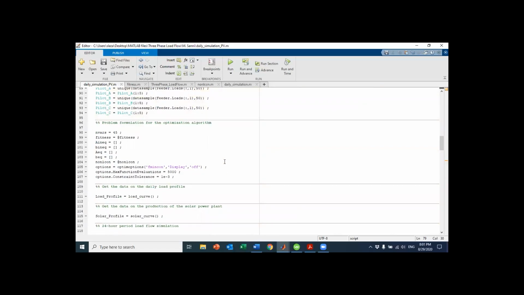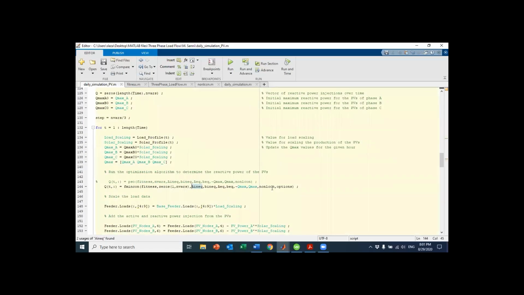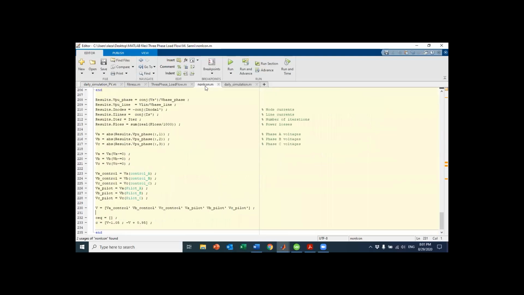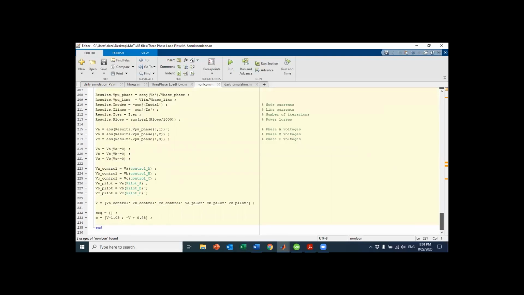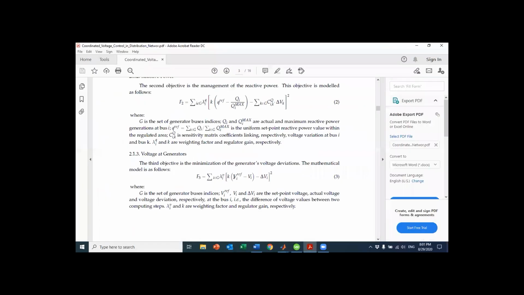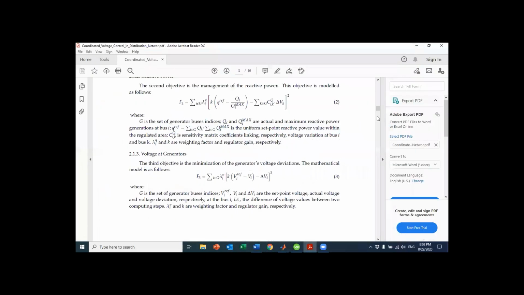Okay, so let's just take a look at the fitness function and the nonlinear constraints. The nonlinear constraints are, as proposed in the paper, that the voltages of the load buses, the pilot buses and the generator buses over time need to be between 0.95 and 1.05 in the per unit system.